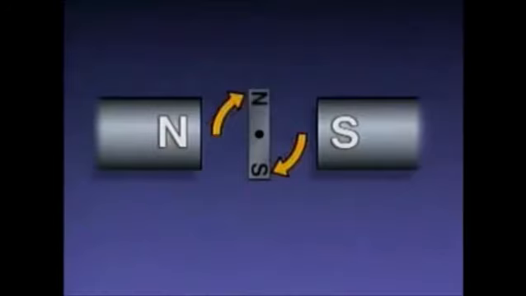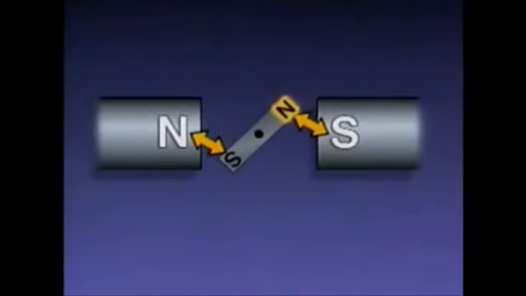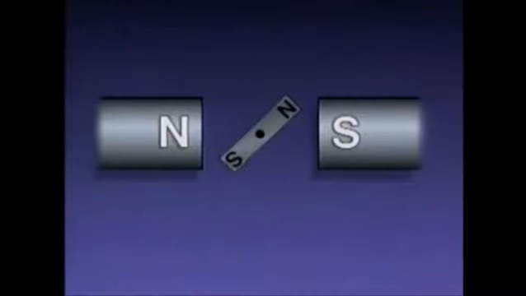As the bar magnet rotates, the repelling forces decrease because the like poles are getting farther apart. However, unlike poles attract each other. The bar magnet's north pole is attracted to this permanent magnet's south pole, and the bar magnet's south pole is attracted to this permanent magnet's north pole. The attracting forces increase as the unlike poles get closer to each other. So when the unlike magnetic poles are closest to each other, the attracting forces are the greatest.